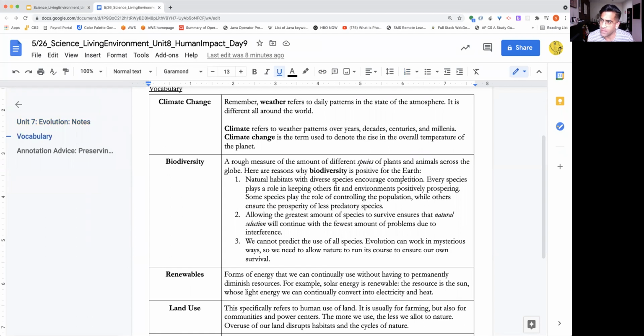Again, when I talk about climate change, and I've said this in multiple other videos, when we say weather, we're talking about daily patterns in the state of the atmosphere. So is it raining today? Is it sunny? Is it foggy? Is it going to snow, etc.? And we can't glean a lot about climate change from that.